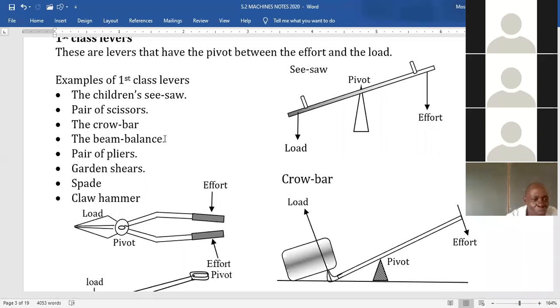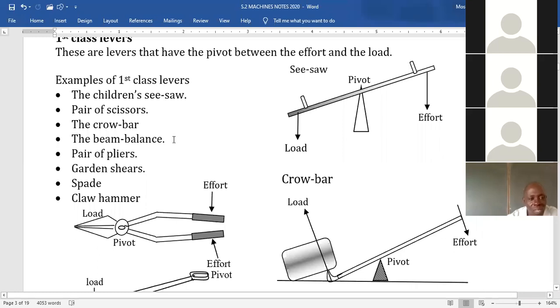Beam balance, what do you measure? Measure weight using a beam balance. Sugar. Wait. Mass. Mass is the one that you measure using a beam balance.